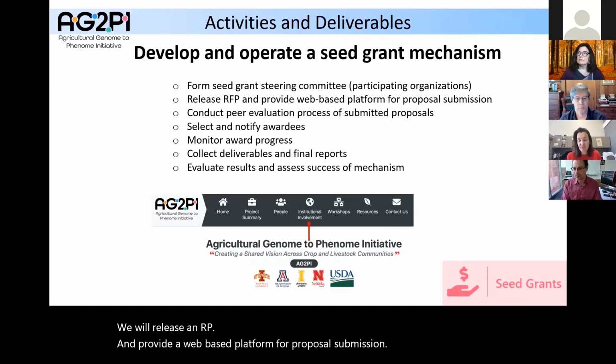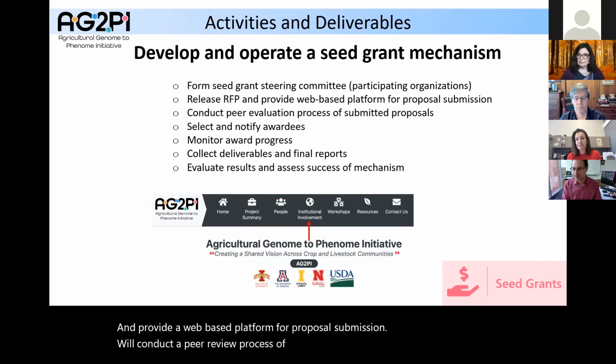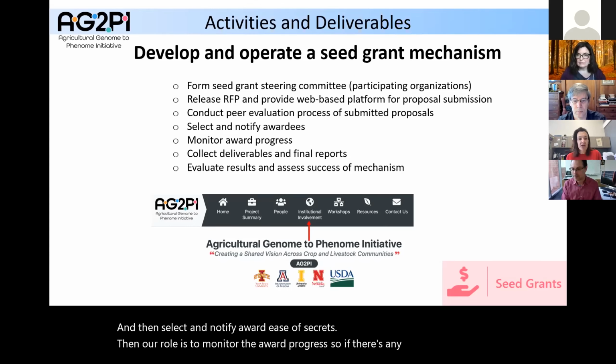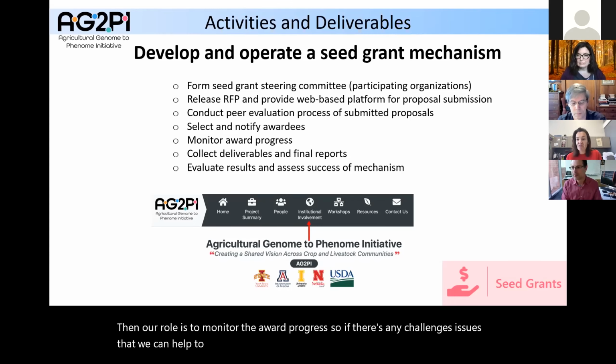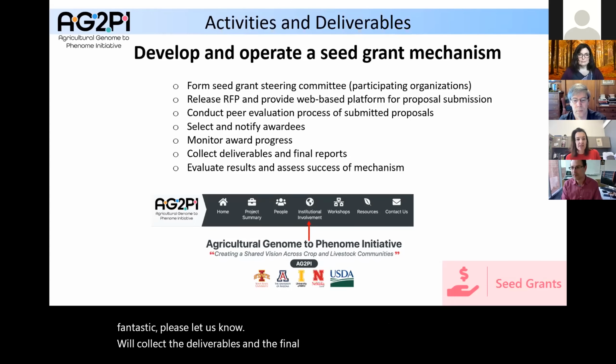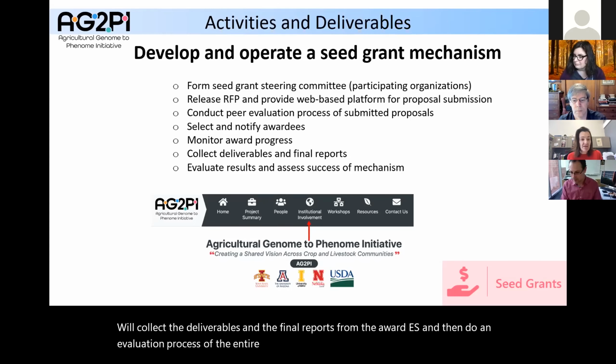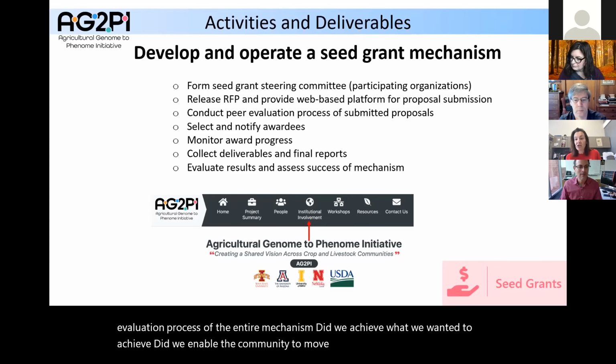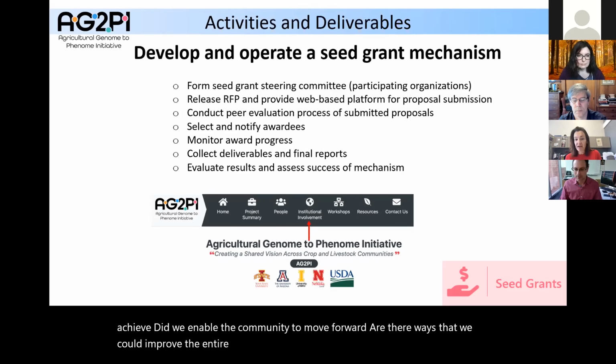We'll conduct a peer review process of all the submitted proposals and then select and notify awardees of seed grants. Then our role is to monitor the award progress. So if there's any challenges, issues that we can help to overcome, please let us know. If you achieve something fantastic, please let us know. We'll collect the deliverables and the final reports from the awardees and then do an evaluation process of the entire mechanism. Did we achieve what we wanted to achieve? Did we enable the community to move forward? Are there ways that we could improve the entire process for everyone's benefit?